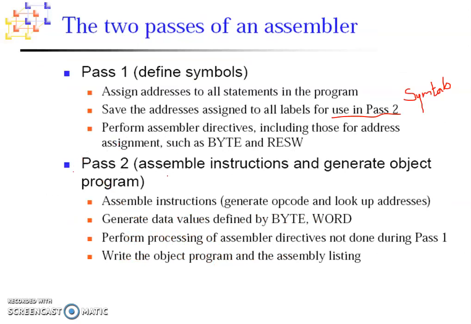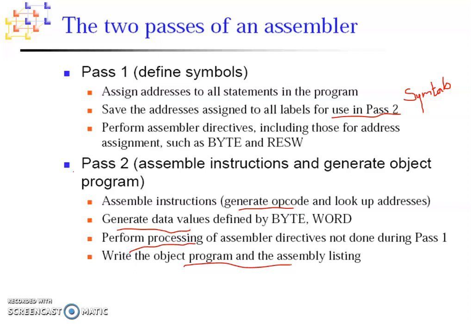In pass 2, what it does is generate assembly instructions, which generates opcode and looks up the addresses, generates data values defined by BYTE, WORD, then performs processing of assembler directives which is not done during pass 1, then writes the object program and assembly listing. So these are some of the functions that are performed in pass 2.